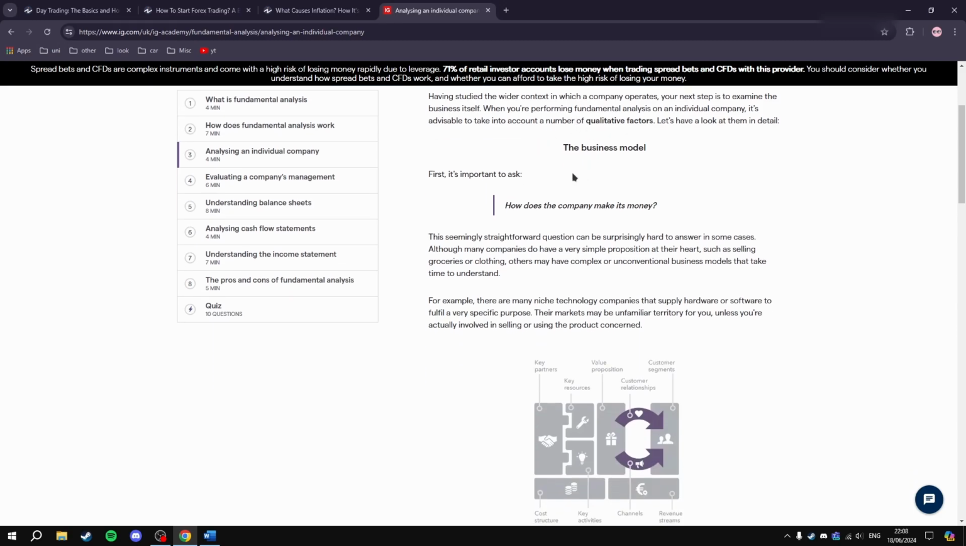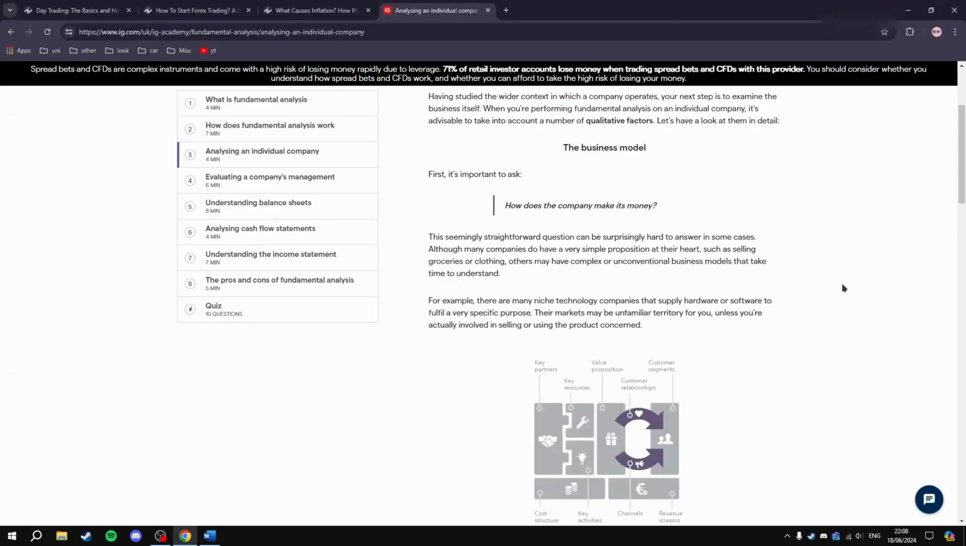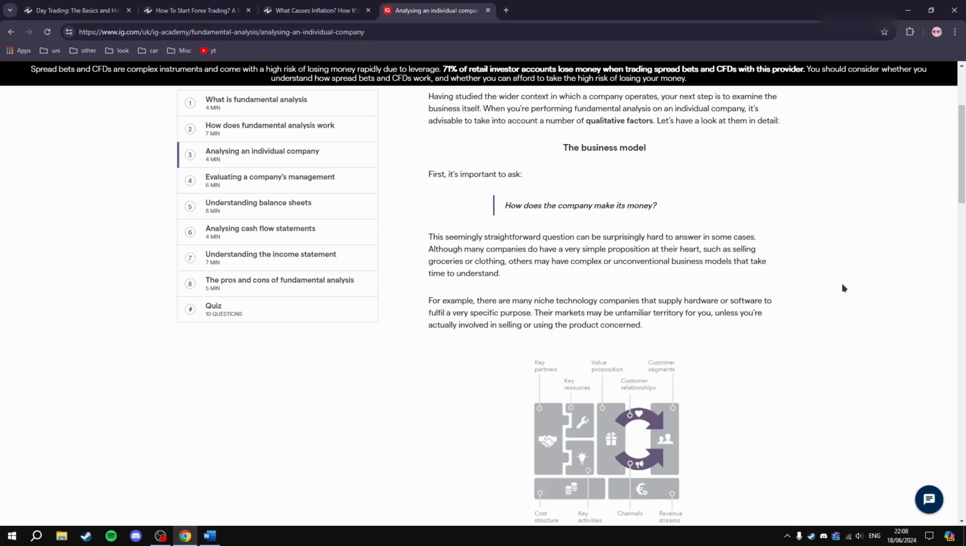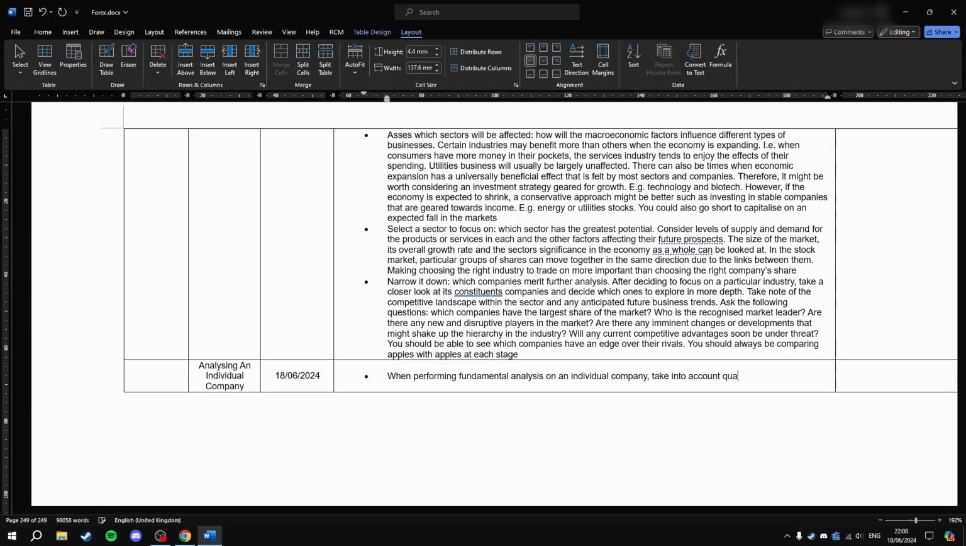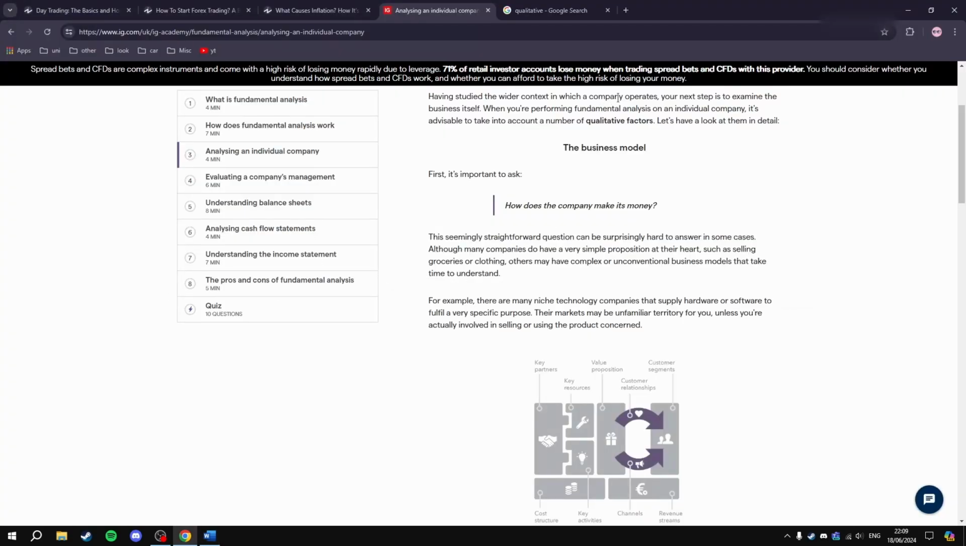So, when performing fundamental analysis on an individual company, take into account qualitative factors. So not quantitative, which is many factors, but qualitative. So let's have a look at them in detail.